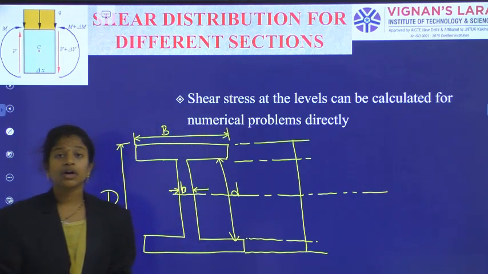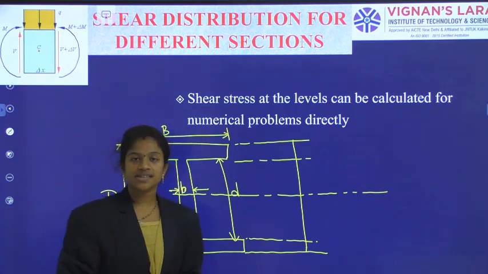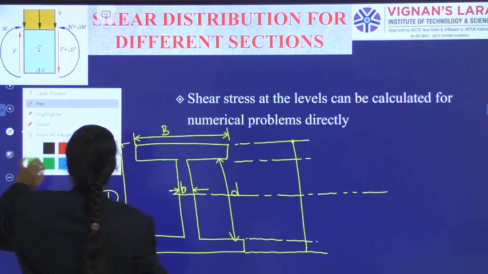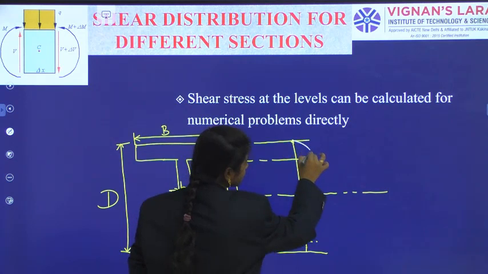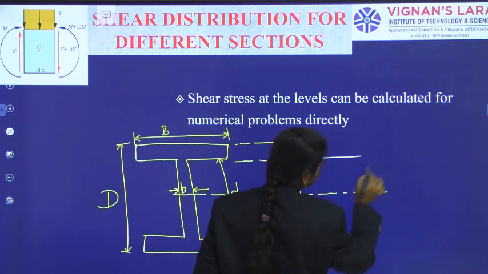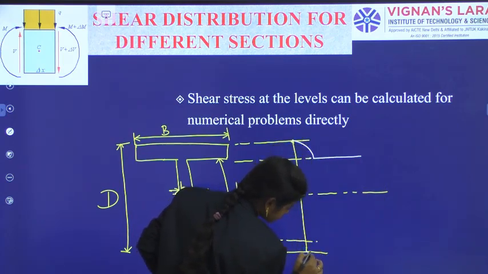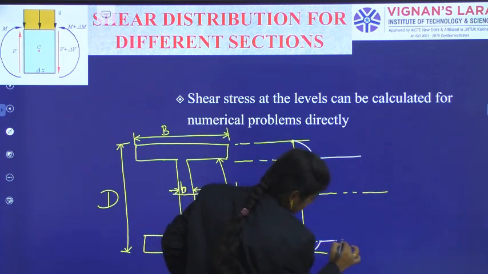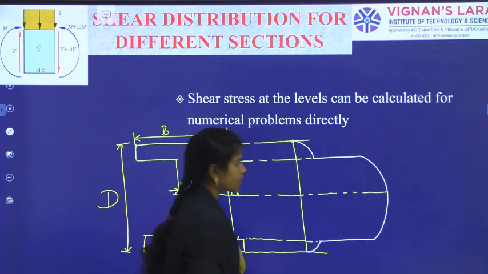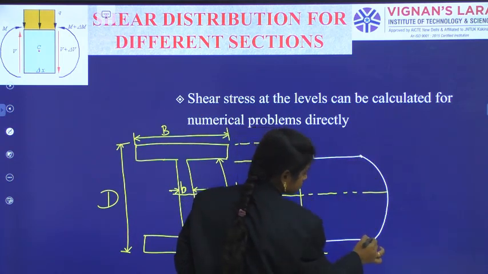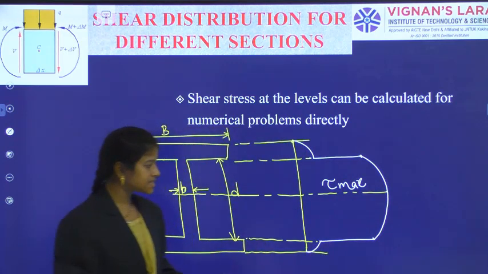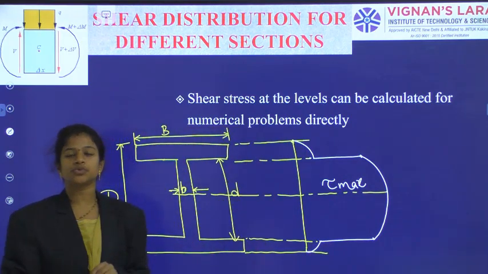As we already know, at the extreme fibers, shear stress is equal to 0. So, from 0 it will reach some value. This way it will come, and from this position it will extend suddenly, and here also from 0 to some value it will increase and show some extension. Now, connecting these three, and the corresponding tau maximum. So, this is the representation for the shear stress distribution for I section.